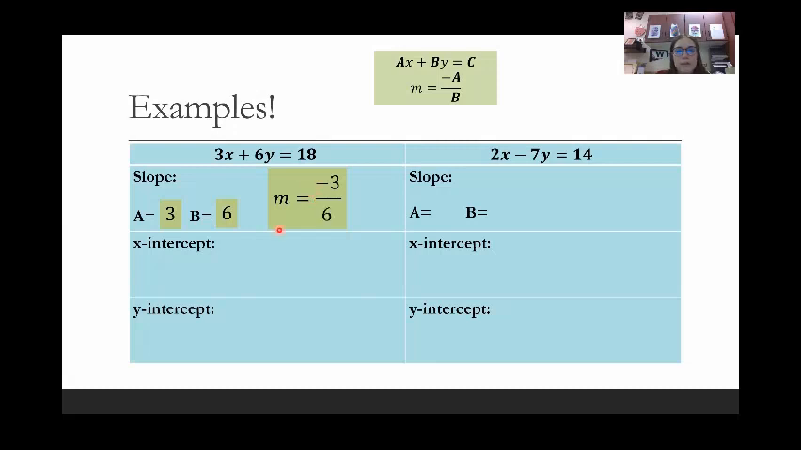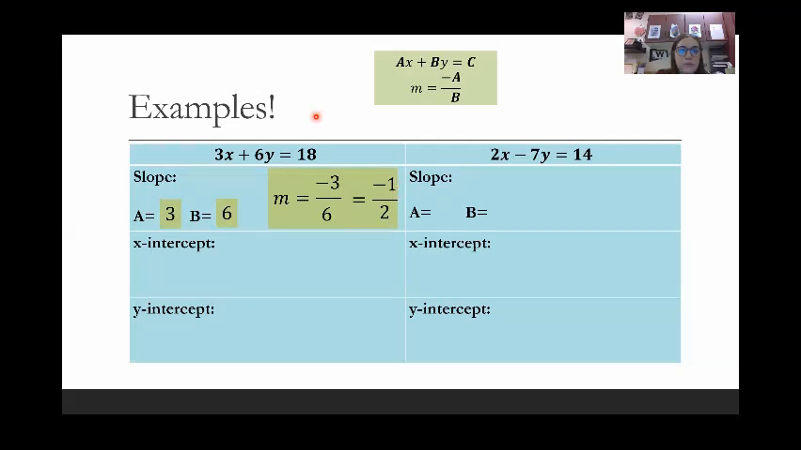And b is 6. Well, just like before, if we have a fraction and we can simplify it, we should simplify it. So negative 3 over 6 is the same thing as negative 1/2. This means that the slope of our line, 3x plus 6y equals 18, is negative 1/2. So if we graphed this, we would get this as a slope. Or if we used what we learned in 4.4 and we moved the 3x over and divided everything by 6, we would get negative 1/2 as our slope.